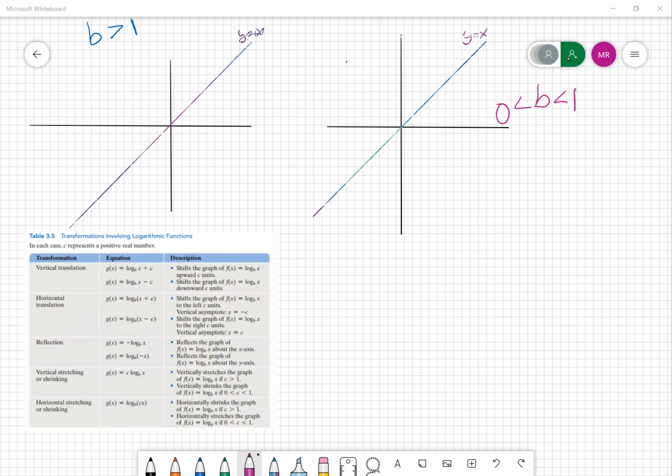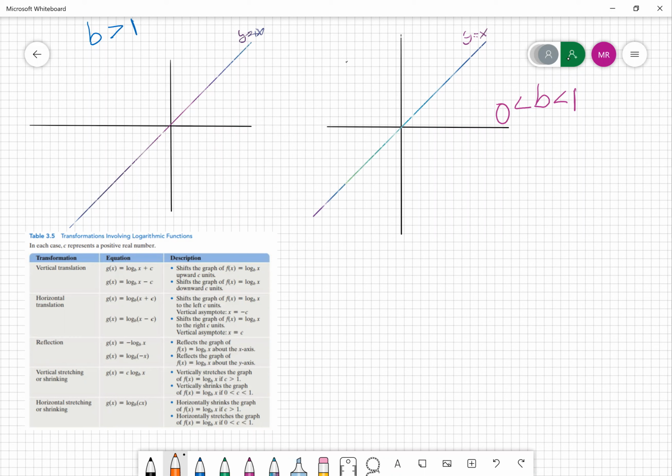Hello everyone, this is Martha once again, and this video is going to be about graphing logarithmic functions, or graphing logs. So let's jump right in. We're going to look at how to graph a log also in relation to exponentials, because they're inverses of each other.